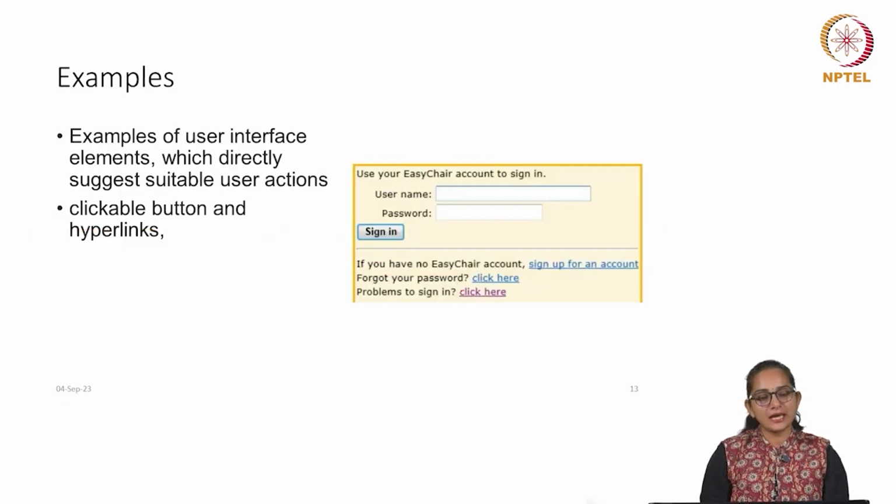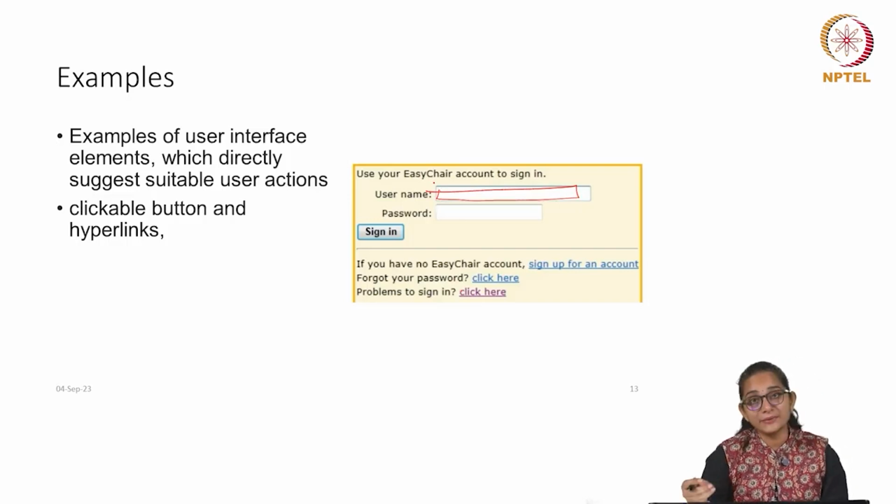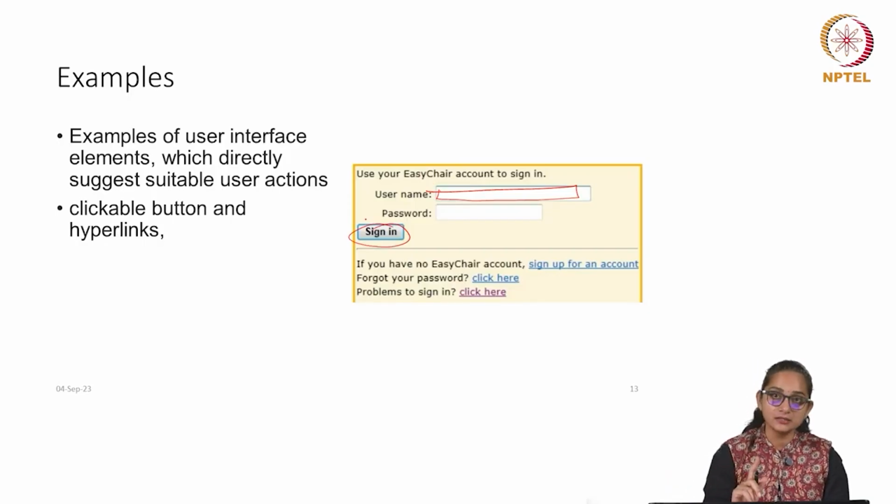Other such examples can be user interface elements which directly suggest usable actions. So, just by looking at this image, just by the interface, a few things we are able to understand. This differently colored box is an empty field, we need to fill something in it, username, password. This is an embossed button which is also highlighted. It is a pressable button.